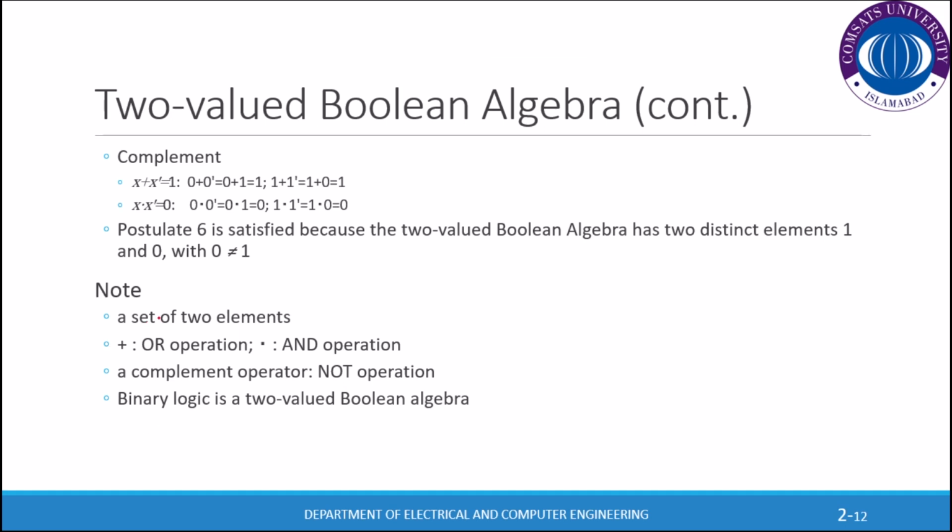And as I said, our Boolean algebra set B is a set of two elements, that is 0 and 1, and both of them are distinct. Plus basically is the OR operation, dot is the AND operation, and the complement operator is the NOT operation, and binary logic is a two-valued binary algebra.